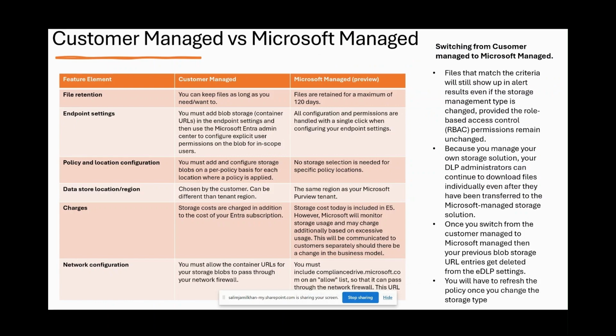Right, now the settings. As you know, there are quite a few settings that the admins have to make in order to add the custom storage as an option, right? So you first must add the blob storage URL in the endpoint settings, and then use Microsoft Entra Admin Center to configure the permissions for users and also for the admins, right? So for users who are in scope, and also for admins in order to access the file and download the file. For Microsoft managed, all configuration permissions are handled with just a single click.